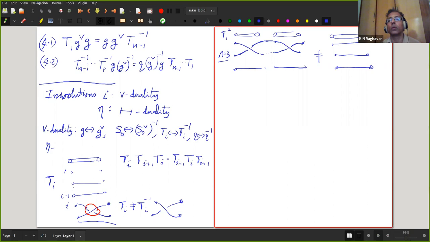Okay. The underlying permutation is the same. It sends 1 to 1, 2 to 2, and 3 to 3. But the strings, there is some non-trivial topology here. Okay, and where were we? I was talking about the eta duality. Questions are welcome. Any questions, don't hesitate.